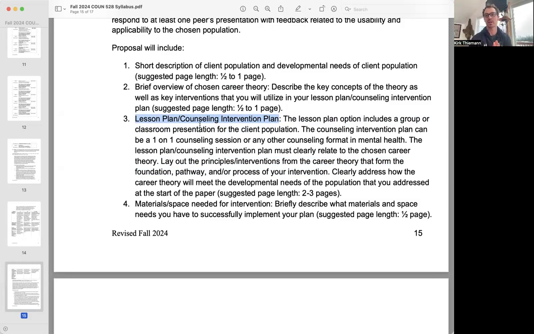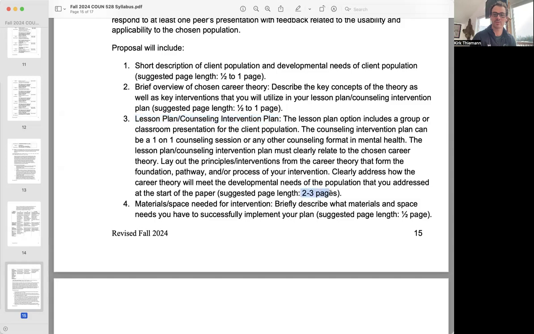Then the counseling intervention plan can be a one-on-one counseling session, or a group counseling session, whatever you want it to be. So there's room for you to create this plan to be what you want. So the key is to clearly address how the career theory is informing this intervention plan and how it's meeting the developmental needs of the population that you address at the start of your paper.